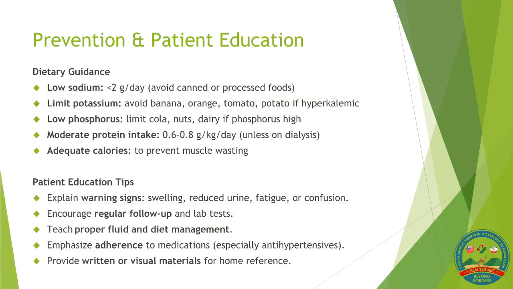For kidney patients, diet control and education are key parts of care. Use low sodium, less than 2 grams a day. Avoid canned or processed food. Limit potassium. Skip bananas, oranges, tomatoes, or potatoes if potassium is high. Lower phosphorus by cutting down cola, nuts, and dairy. Keep moderate protein, about 0.6 to 0.8 grams per kilogram per day, unless on dialysis. And ensure enough calories to prevent muscle loss.